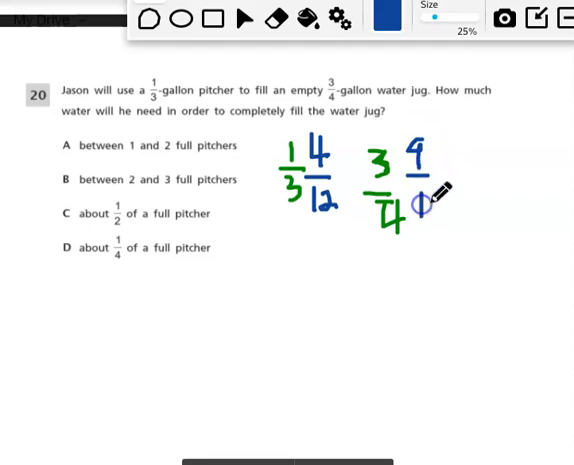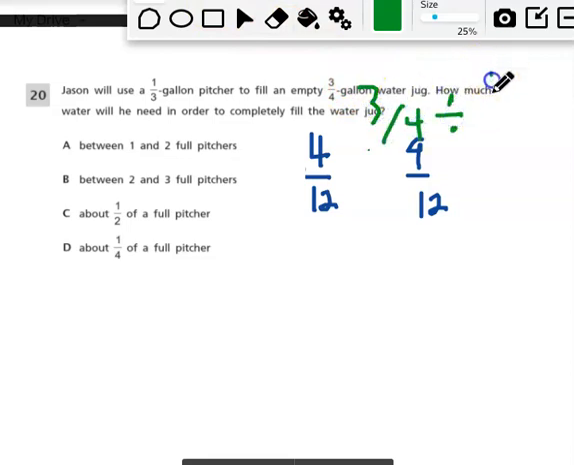And then what are you doing next? 9/12 divided by 4/12 would be somewhere between 2 and 3. So what you're trying to do before that is 3/4 divided by 1/3, and then you change this into 9/12, and you change the other one into 4/12, right?